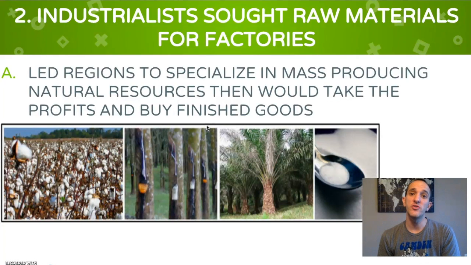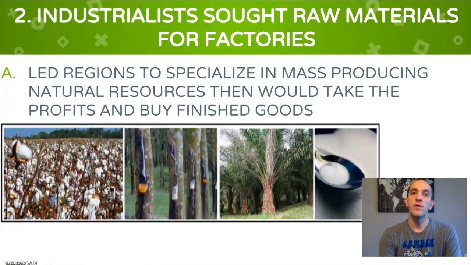Also, these industrialists, these people who are running these factories, building these factories throughout Western Europe and the United States, need raw materials for their factories. Europe is not a wealth of raw materials and an infinite amount of materials. You need things for your factory. So for example, you need cotton.